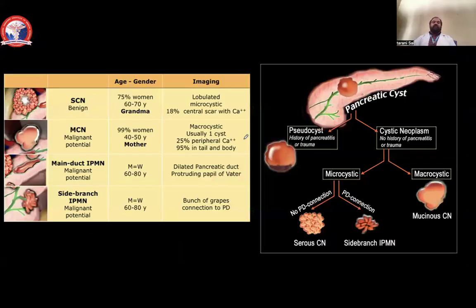Now, coming to the age classification. SCN, that is serous cystic neoplasm, which is a microcystic adenoma, is seen in the age group of 60 to 70. It is lobulated with a central scar with calcification, which we have discussed earlier. MCN, that is mucinous, is seen in mothers, that is 40 to 50, the fourth decade, with peripheral calcification. Main duct IPMN, malignant potential, both are equal, 60 to 80. Side branch, same, 30. And this is a pancreatic cyst, same as previous.